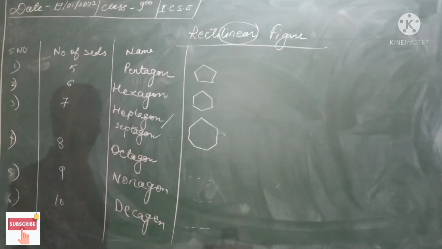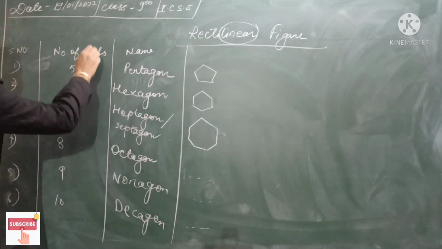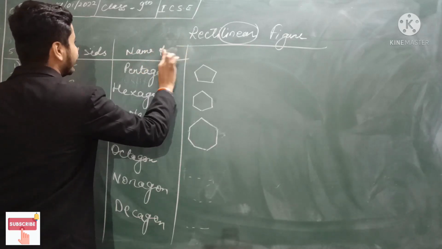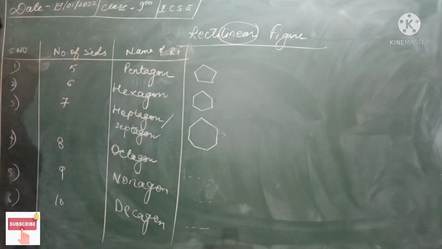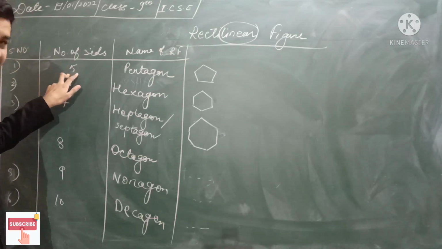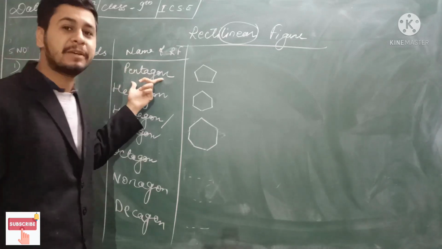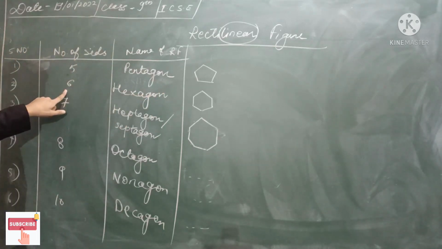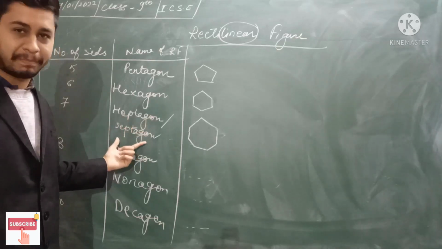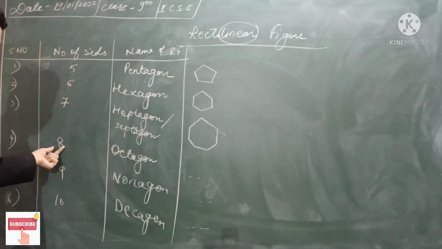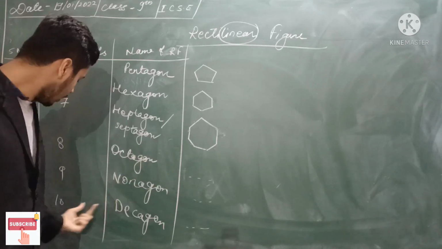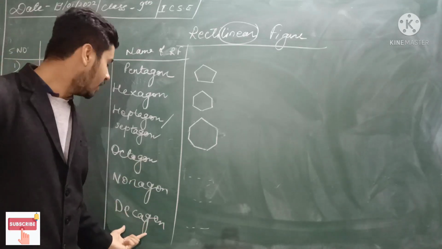As you can see, I have written the number of sides and the name of the structure or rectilinear figure which is formed. So let's start from the 5-sided structure. If it is a 5-sided structure, we call it a pentagon. If it is a 6-sided structure, we call it a hexagon. 7-sided is a heptagon or sometimes septagon. An 8-sided structure will be an octagon. 9 is a nonagon. 10 is called a decagon.